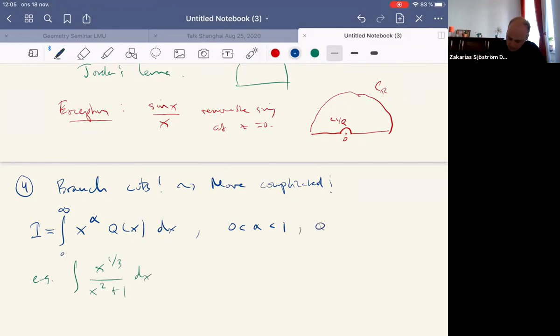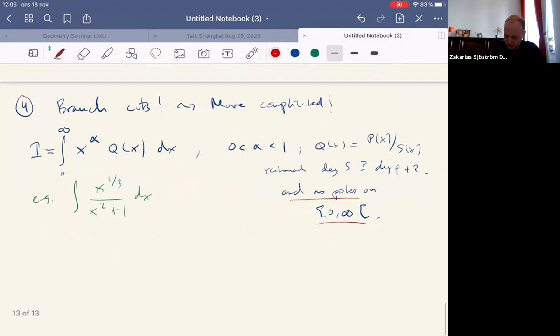Alpha is between 0 and 1, q of x is equal to p of x over s of x, rational, the same hypothesis with degree of s greater than or equal to degree of p plus 2. And an extra thing, no poles on 0 to infinity. So this is important because you want to choose the branch cut sometimes, at least with the logarithm, so that it's on this part.